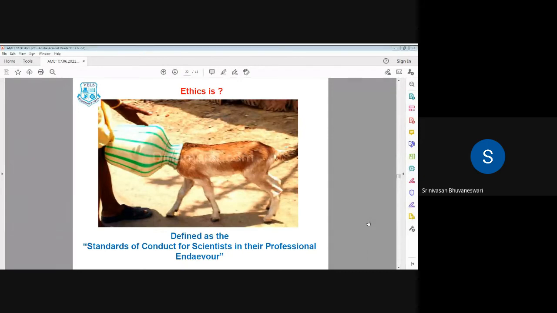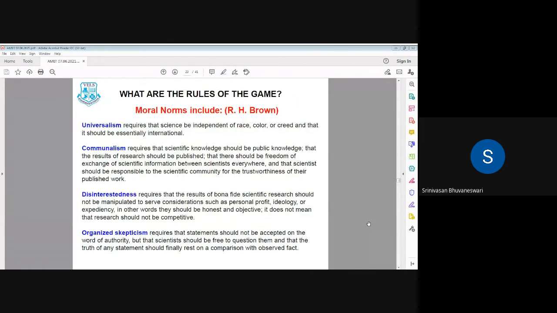Thank you. Right. Ethics. What is that? Standard of conduct for scientists in their professional endeavor. Why do we need to follow that? What is the rule of the game?